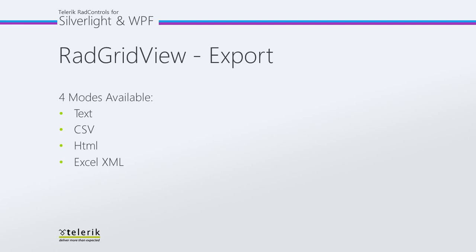So getting back to the RadGridView. In addition to everything else that RadGridView does, it also provides built-in methods to get the content of your GridView control in different formats. We have four formats listed here that RadGridView supports out of the box.